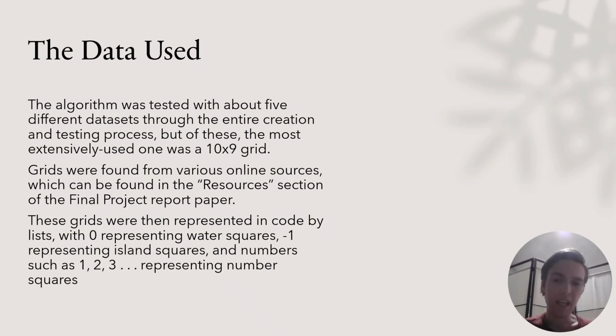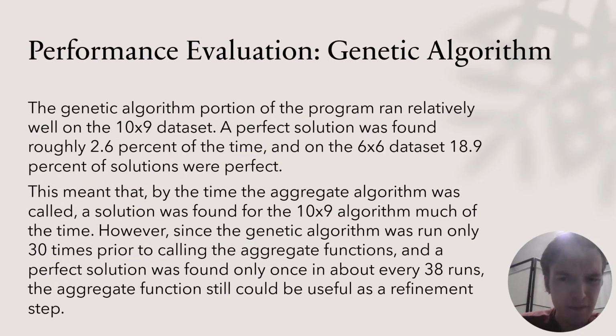And for the data, I looked online at different Nurikabe problems you could find on websites where you actually get to play the game, or images, or something of the sort, and represented them in code format using a matrix, a nested list structure. I used 0 to represent water, -1 to represent non-number land squares, and for the numbered squares, I simply used the correct number. The data set I used the most was a 10 by 9 grid. I used others, which I mentioned in the project report.